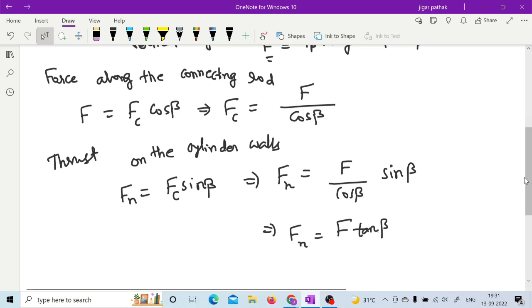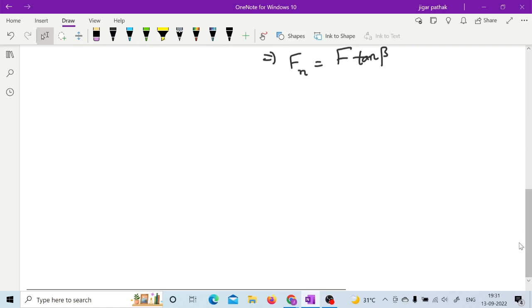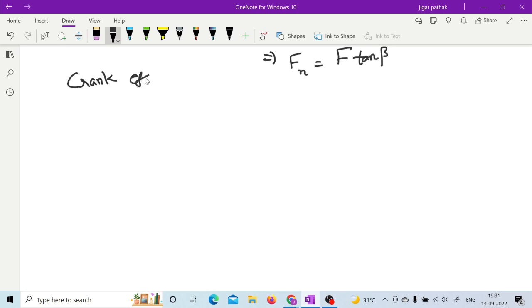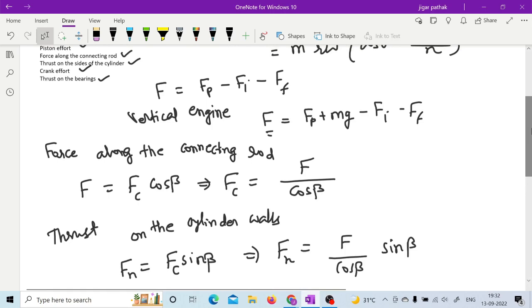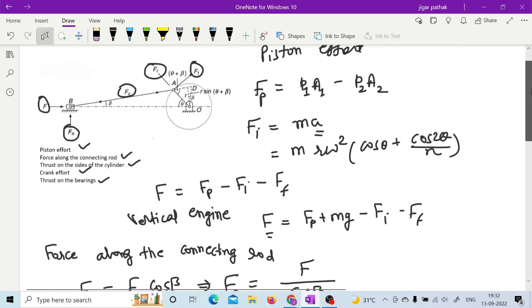So now let us move to the crank effort, right? So if you see crank effort, so crank effort is Ft, as we have seen earlier, right? So if you equate the turning moment Ft into R, right, to this Fc into R sine theta plus beta. Now why we have equated this, you can have idea from the geometry. I am taking it to geometry.